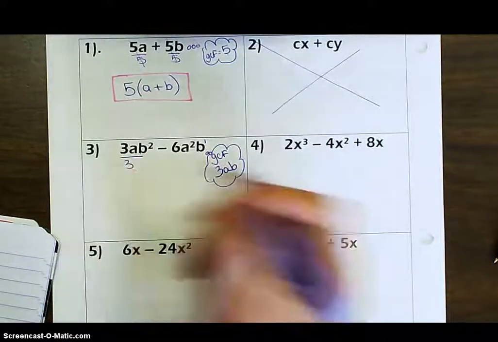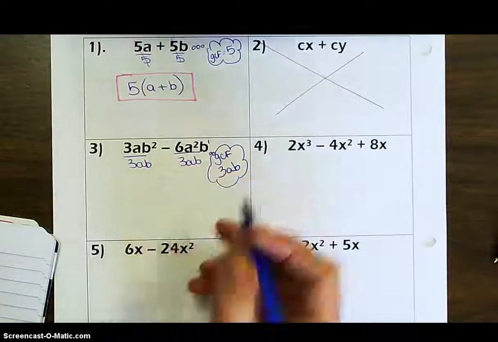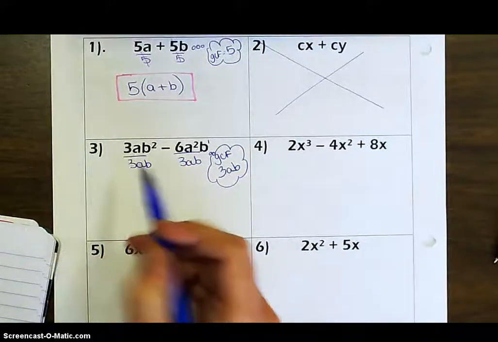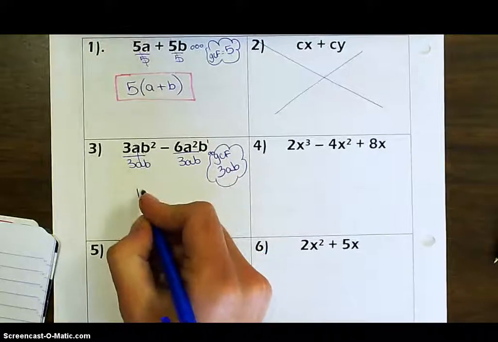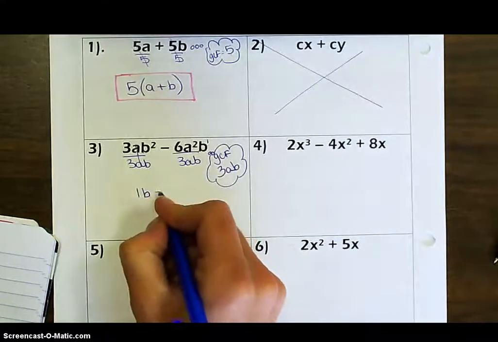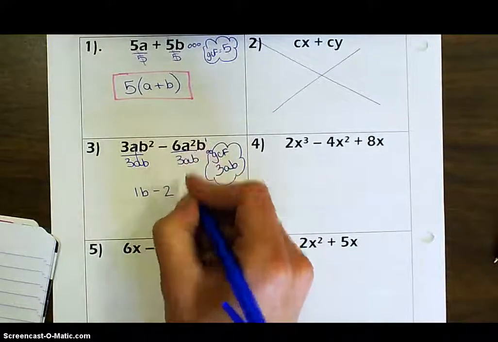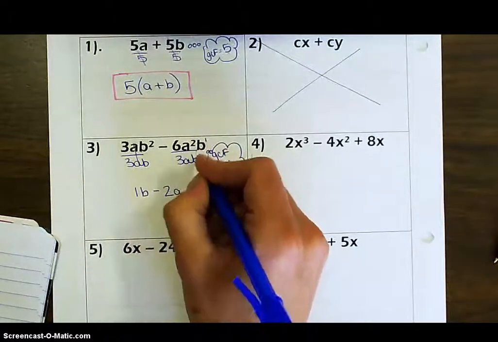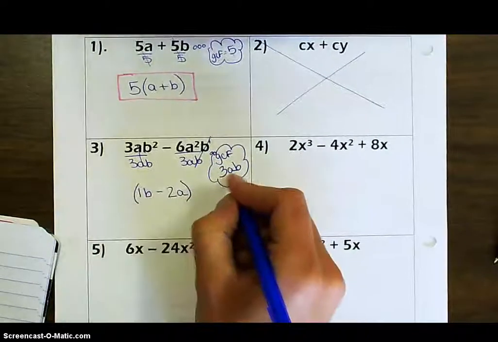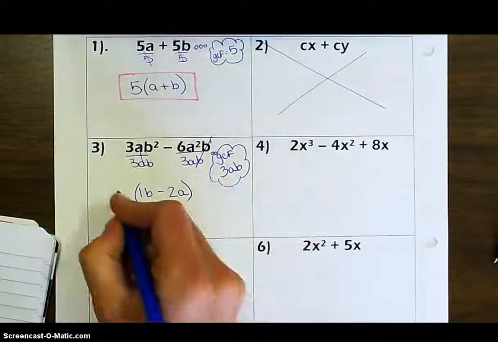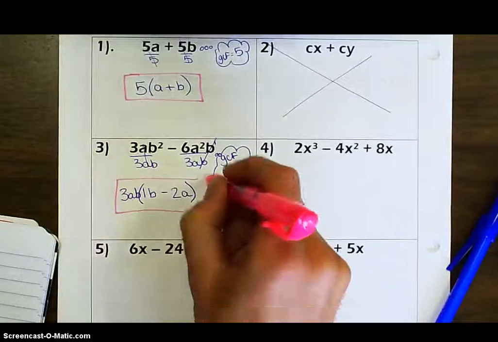So now I divide both of these by 3ab. 3 goes into 3 once, so that's a 1. A's are going to cancel. B squared divided by b leaves us with just b. Minus 6 divided by 3 is 2. A squared divided by a is a. And b to the 1, those are going to cancel. Now I'm putting parentheses around here because I need to find what multiplies together, and I put my 3ab in the front, and we've got it.